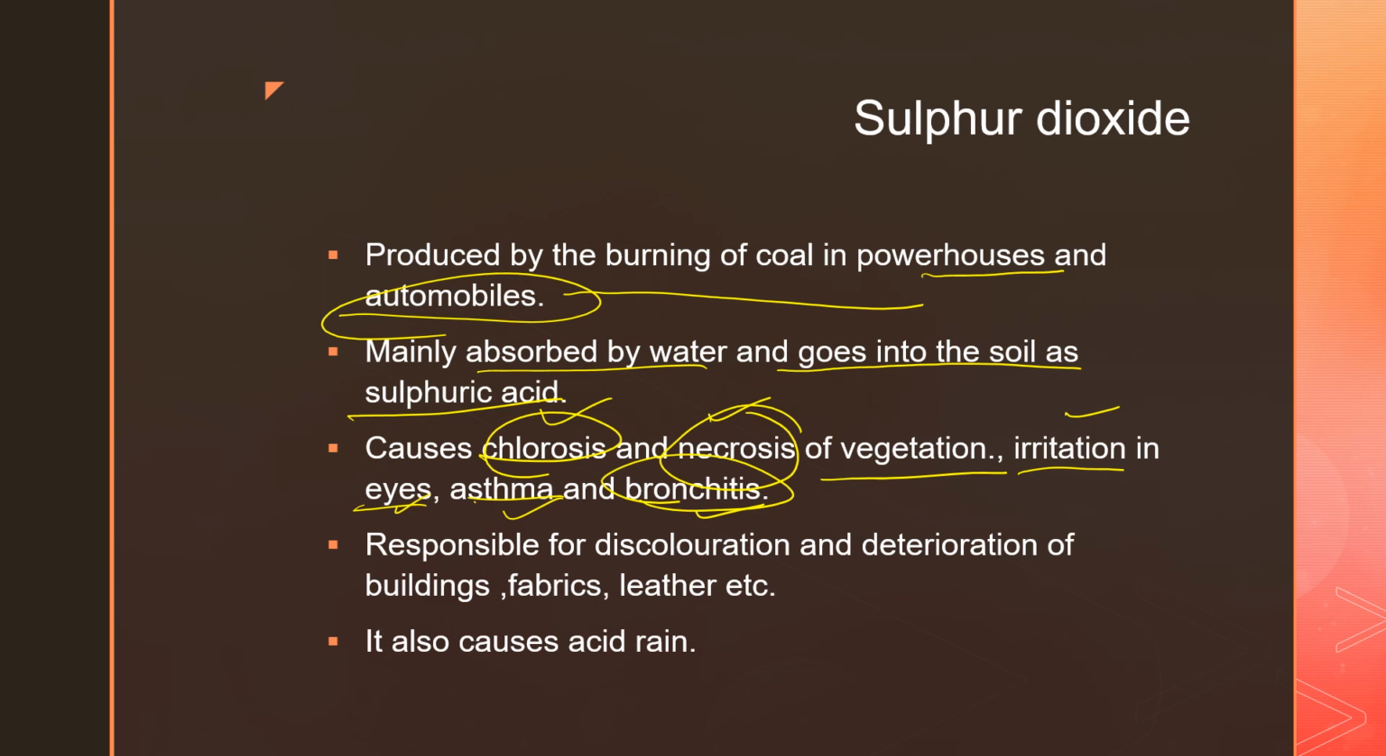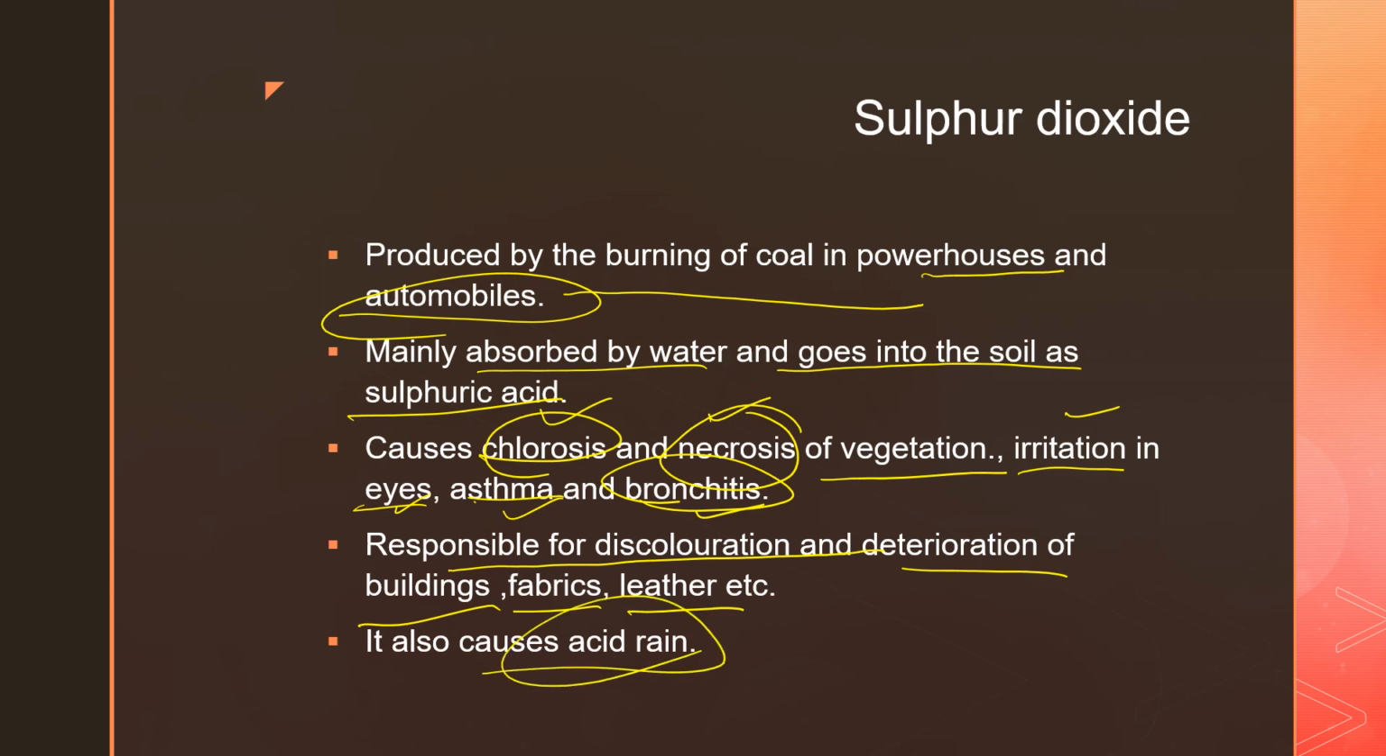This is also responsible for discoloration and deterioration of buildings, fabrics and leather. The discoloration of buildings happens because excess sulfur dioxide causes acid rain, and this acid rain destroys forests and discolors buildings. Fabrics and leather, if exposed to this acid rain, also get discolored. This is the main cause of acid rain.